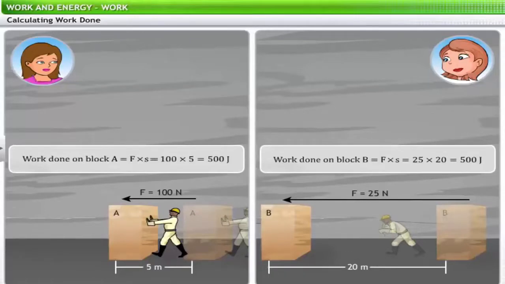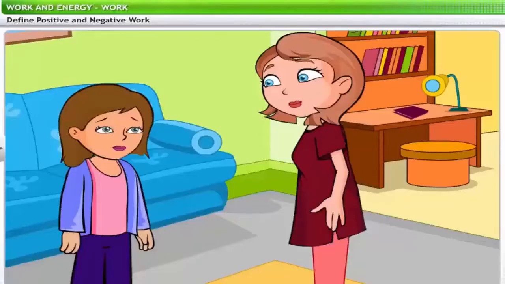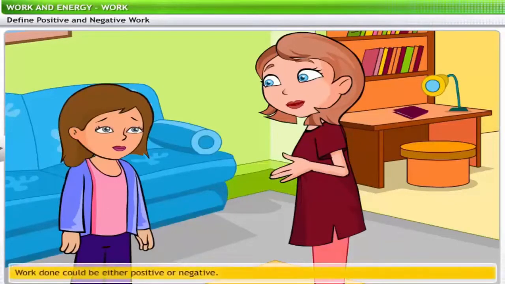Correct. Very good. Now we have learned to examine situations to determine whether or not work is done in a specific situation. However, the interesting thing about work is that it can be positive as well as negative. Really? How is that? Let me explain through some examples. First, consider two situations where force and displacement are in the same direction.